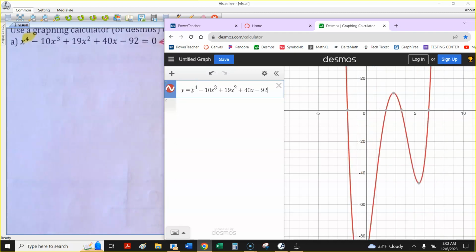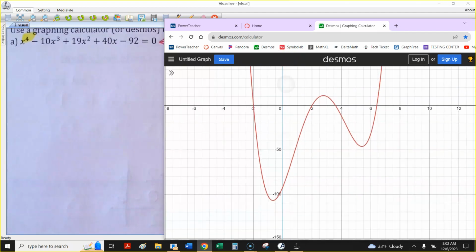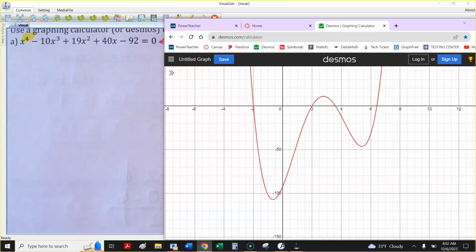All right, so 4th degree, so both ends should go up if you guys are looking at the end behavior here. And they do. Are all my answers here real, or are some of them imaginary? How many answers? We're supposed to have 4, right? How many answers do you see on that graph? 4. You see 4 zeros on that graph. They might not be nice numbers, but all 4 of these answers are going to be real numbers.